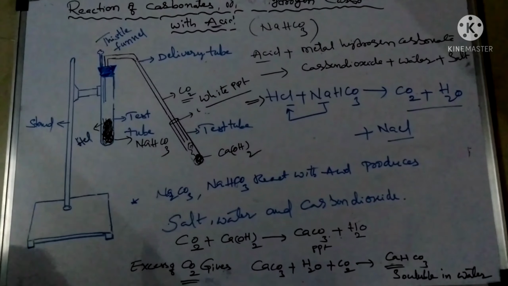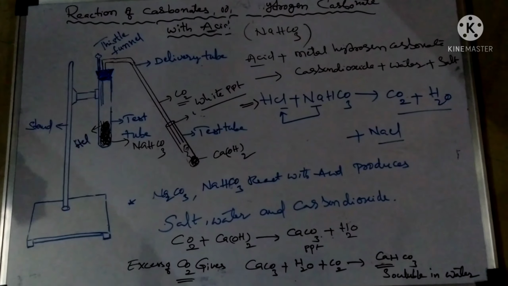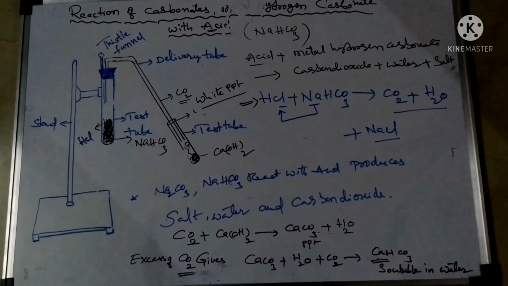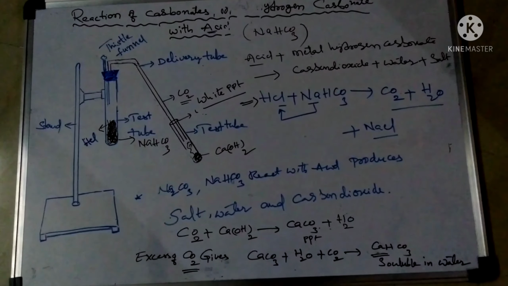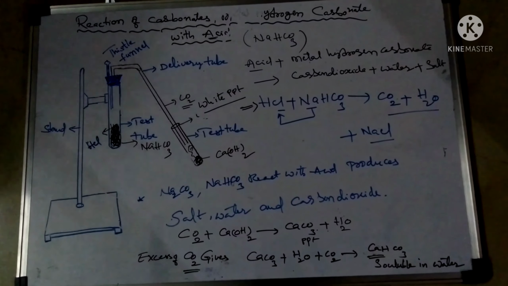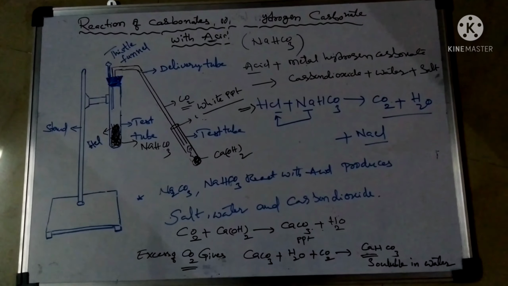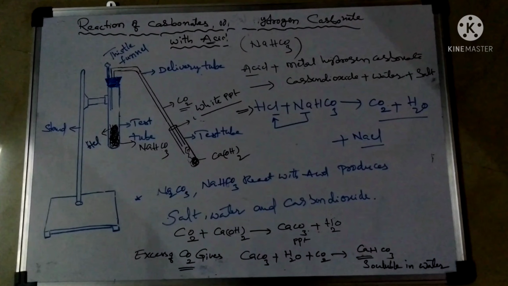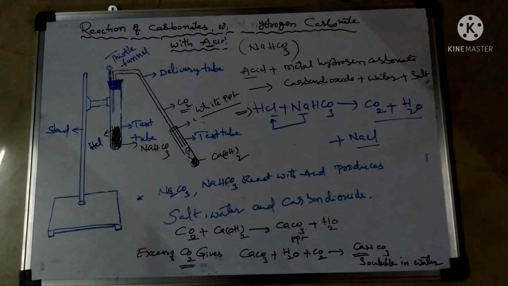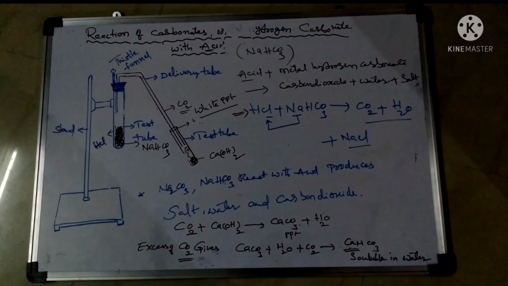In the above experiment, carbonates and bicarbonates react with acid. One of the gases passing through the delivery tube is carbon dioxide. Whether it is carbon dioxide or not, we have to test with calcium hydroxide. When calcium hydroxide reacts with carbon dioxide, it gives rise to calcium carbonate as the precipitate and water. When excess carbon dioxide reacts with calcium carbonate and water, it gives rise to calcium bicarbonate. This is the reaction of carbonates and bicarbonates.